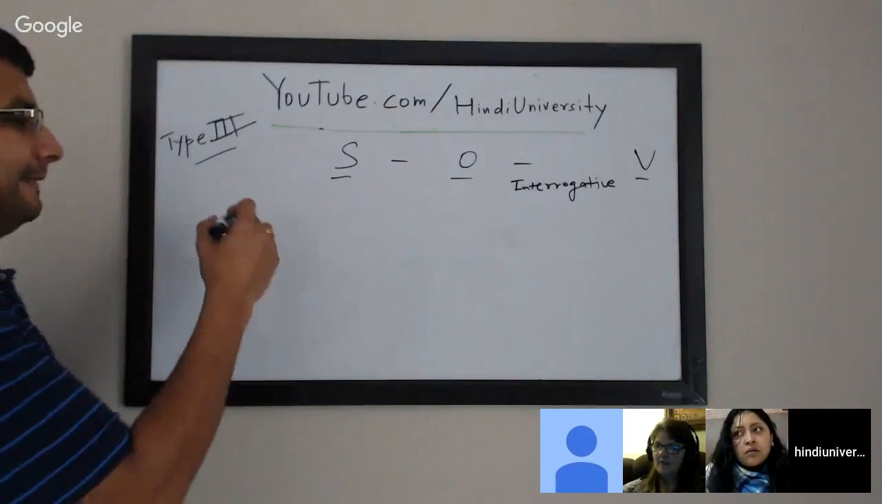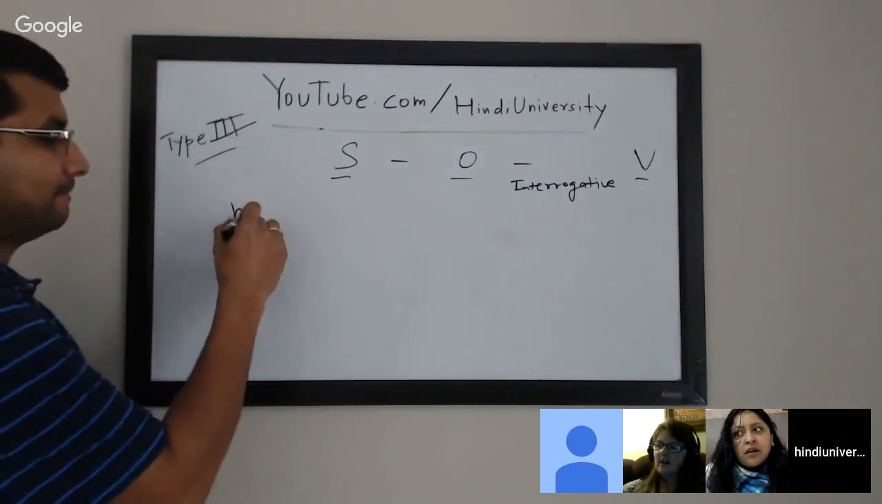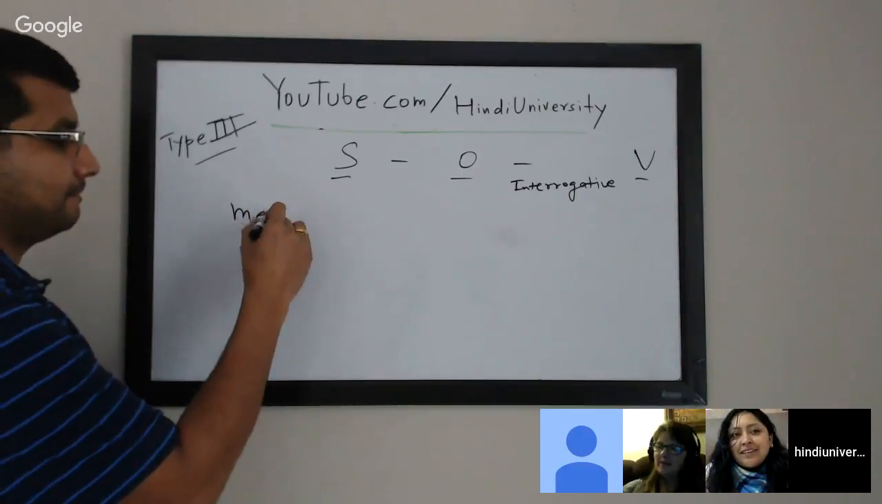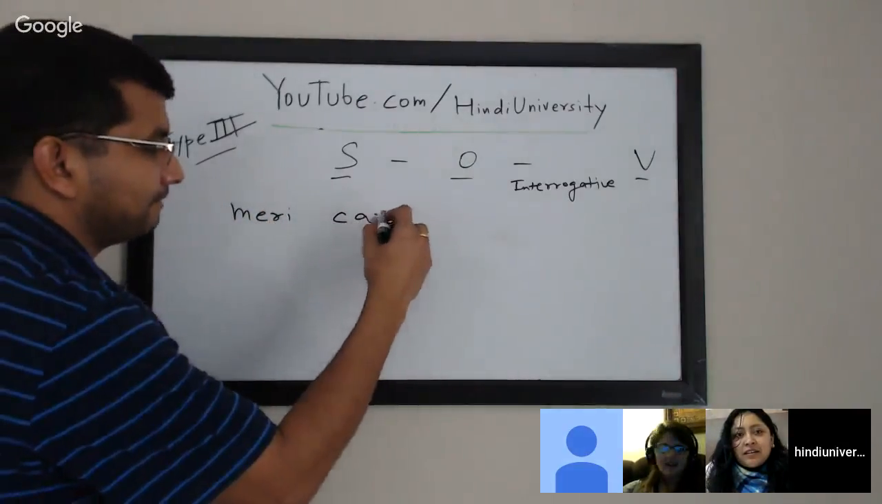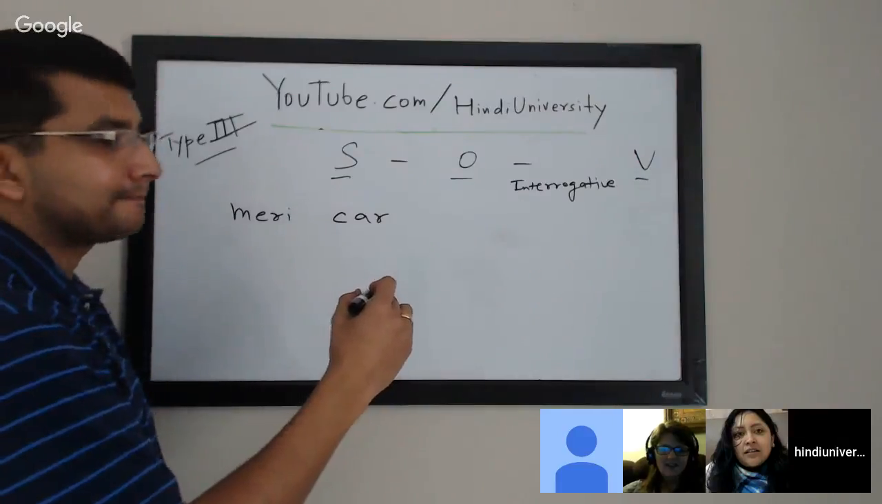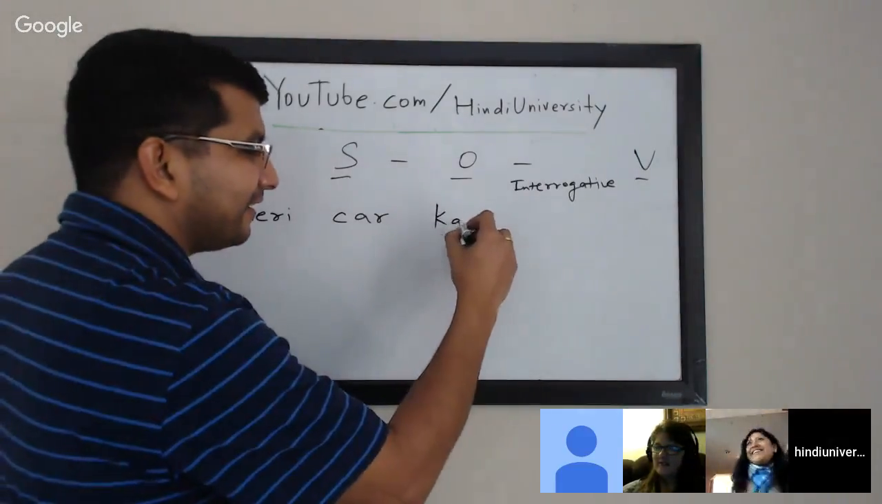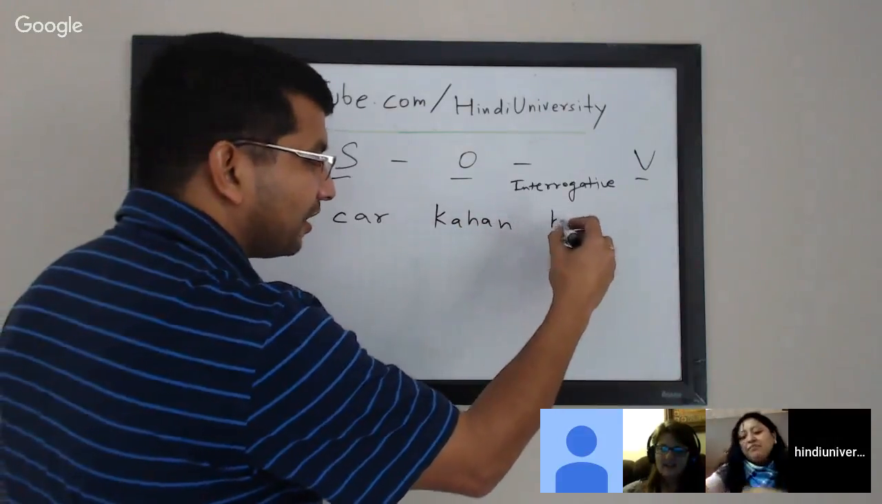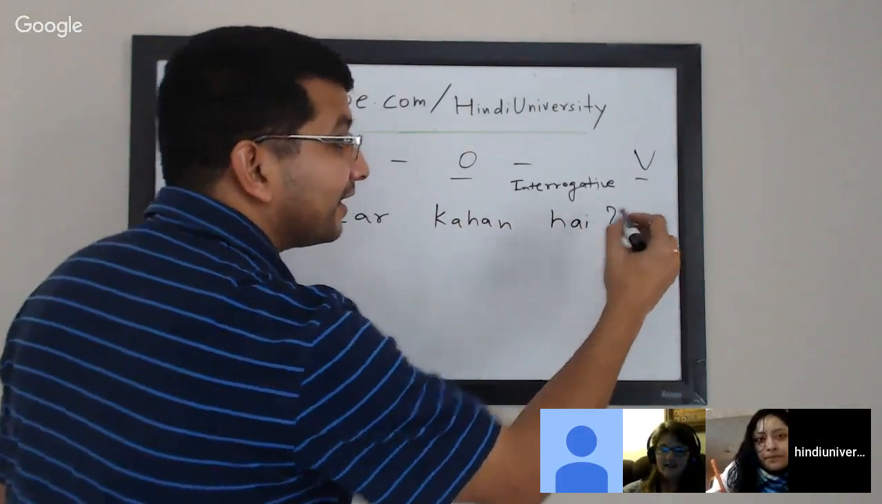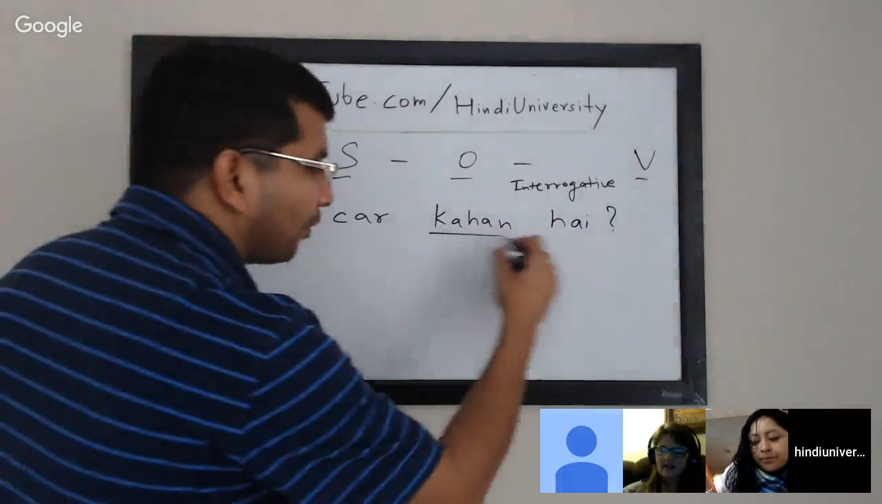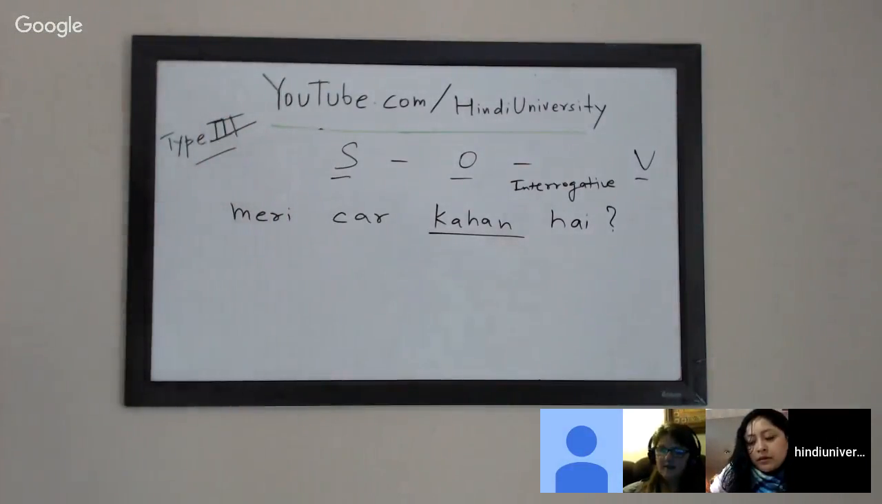मेरी कार कहाँ है? Very good. मेरी कार कहाँ है? You lost your car and you're not able to find it. मेरी कार कहाँ है? Right? What you have done here? Share your thought process. How did you come up with this sentence?